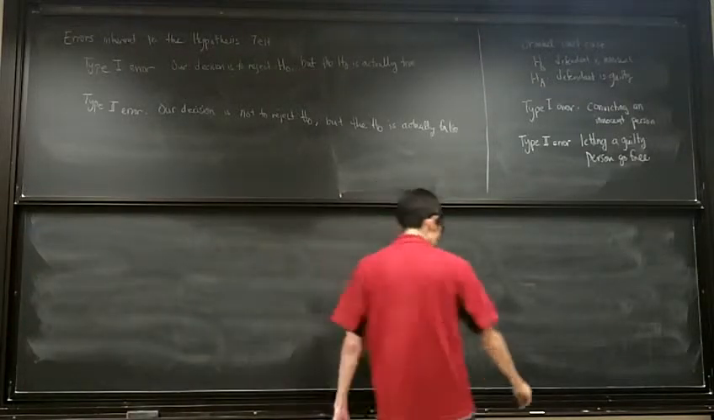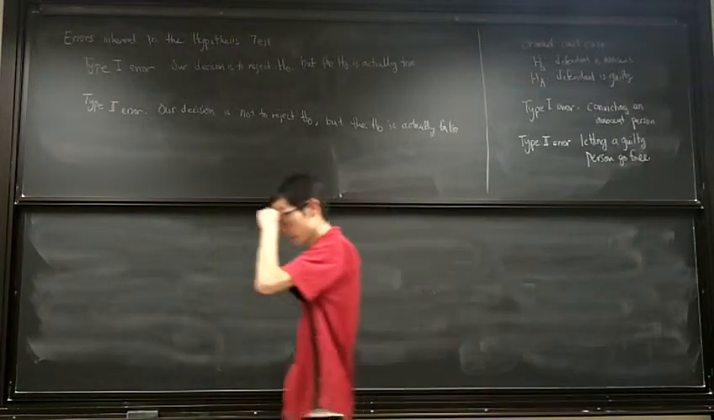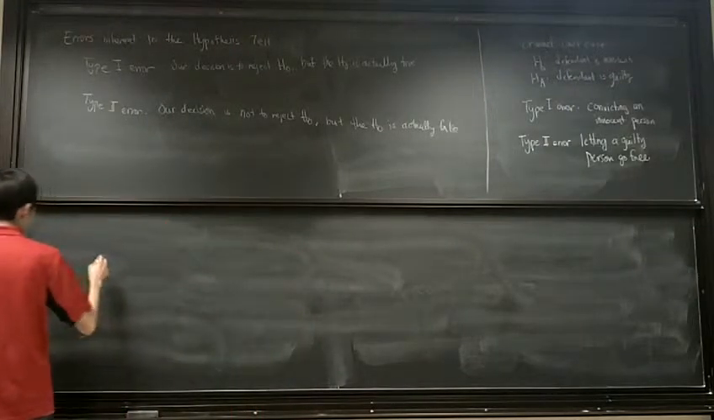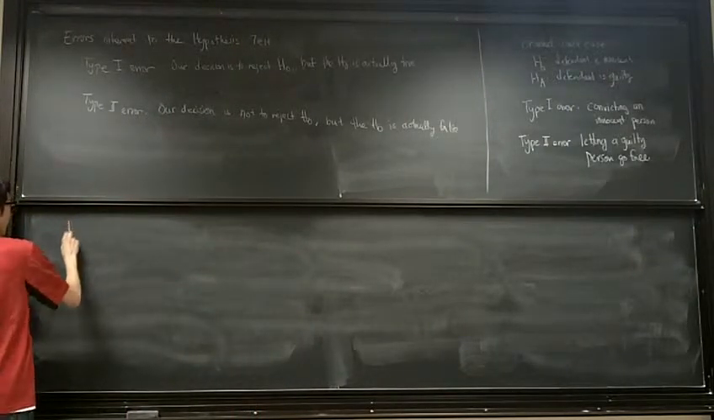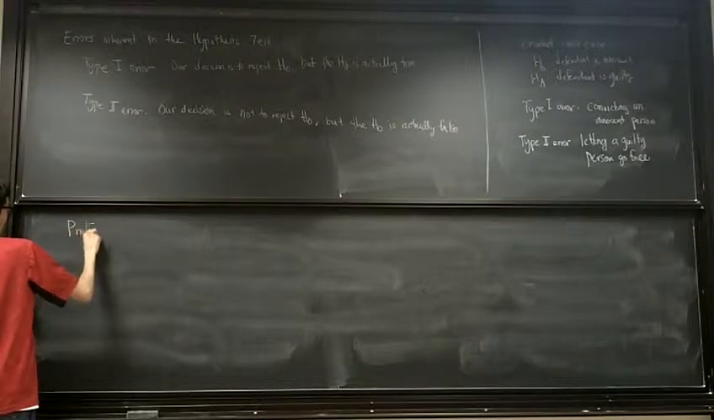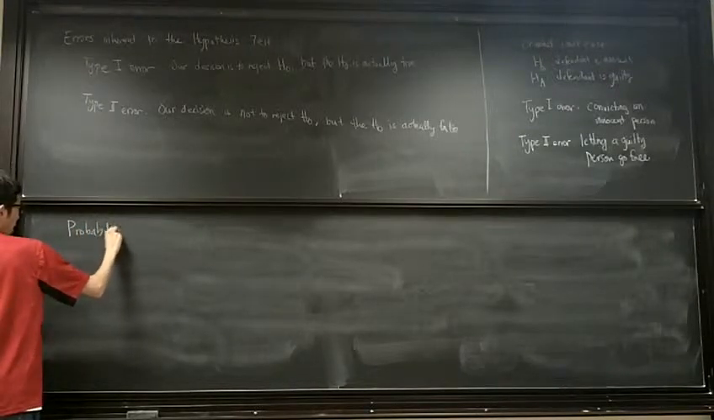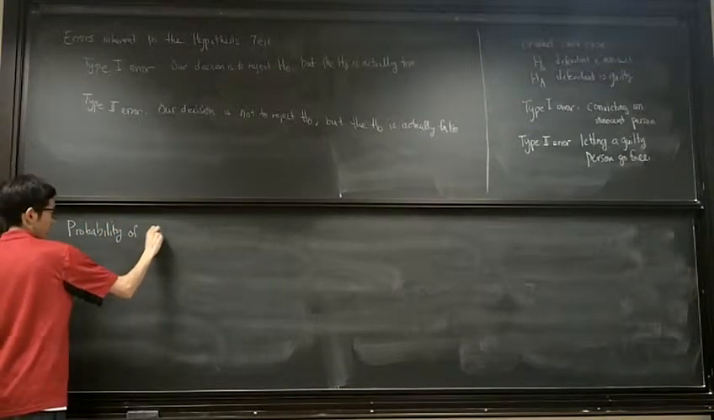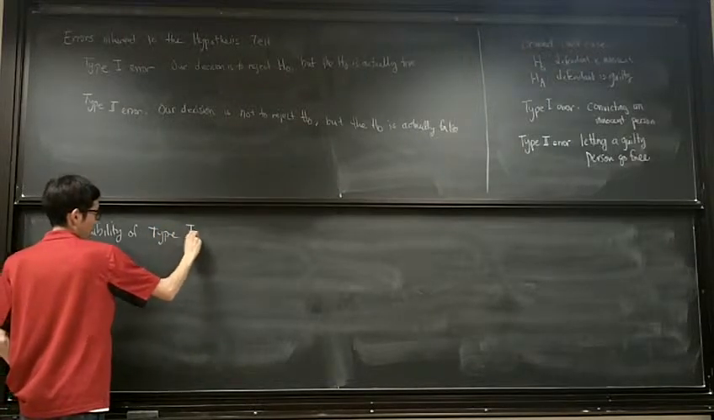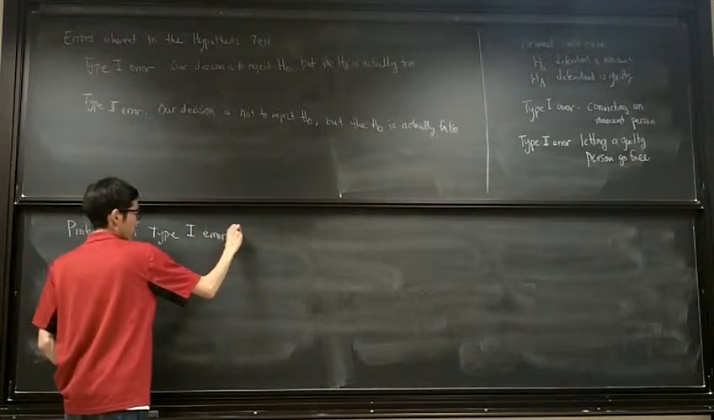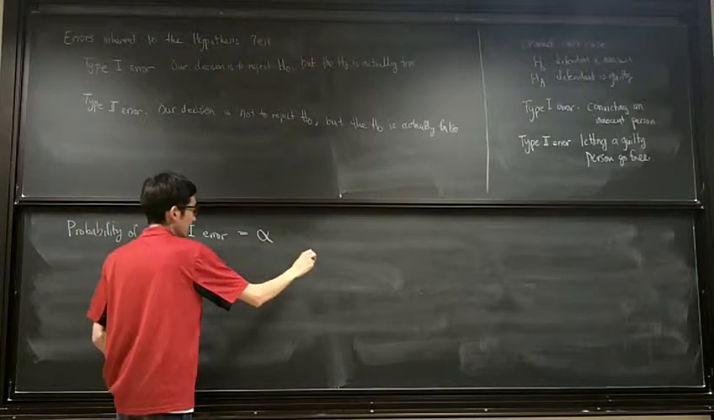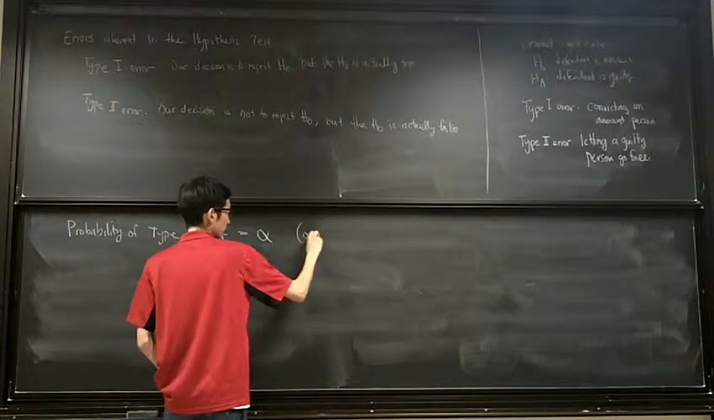Okay? So our significance level, our choice of alpha, is actually equal to the probability of a type 1 error. Is equal to alpha, okay? Our significance level.